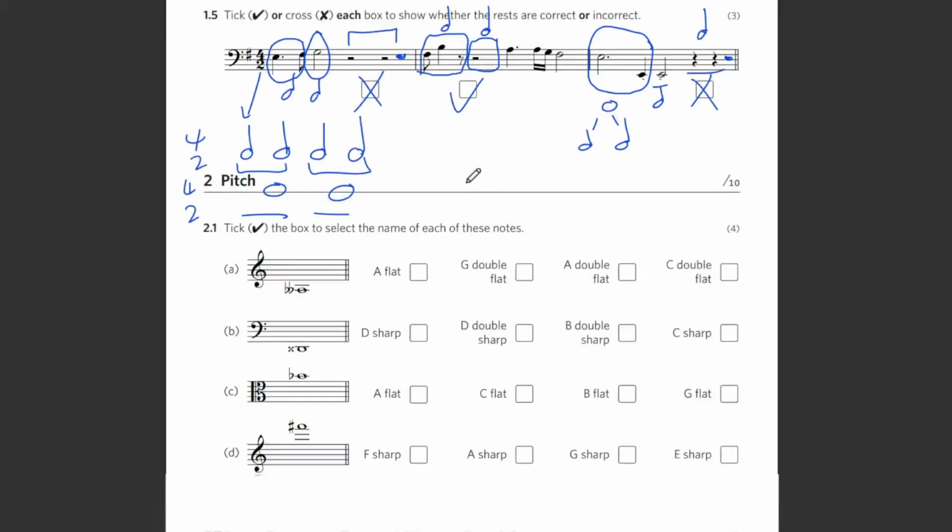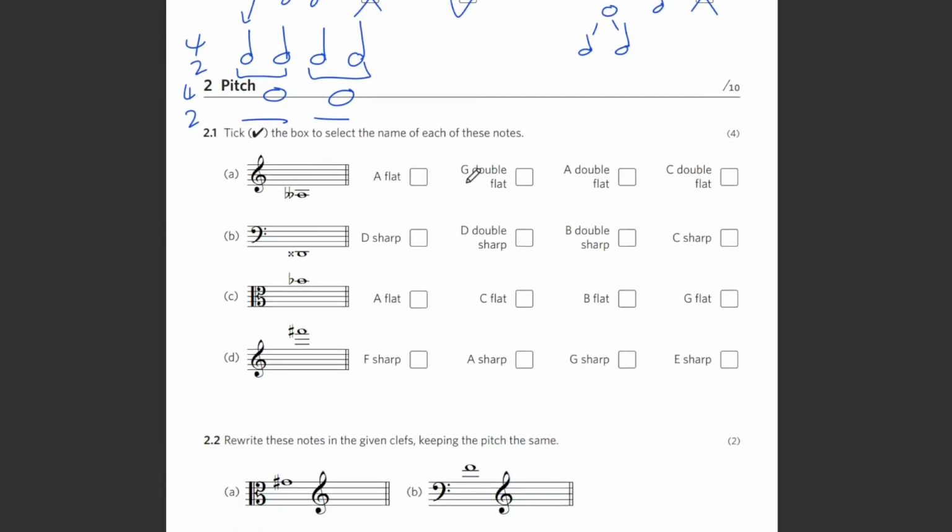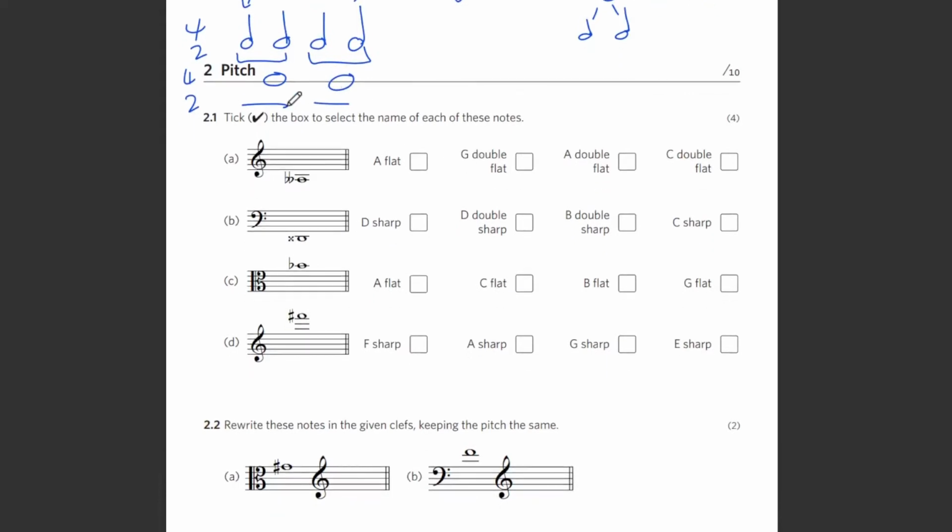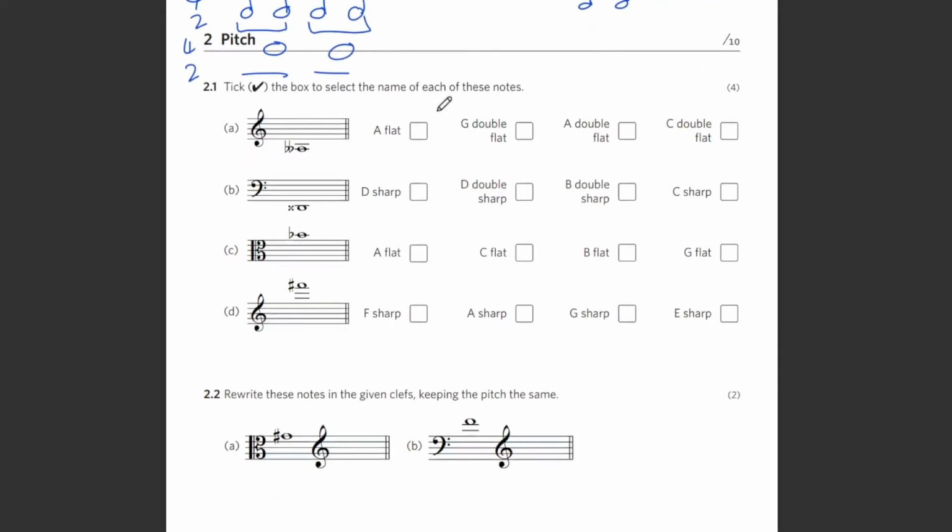Now let's move on to section 2, which is the section on pitch. You're asked to tick the box to select the name of each note. When you have this, this is a double flat, and this is the note A, so this is A double flat. This symbol is for double sharp. So it is either D or B double sharp. This note in bass clef is D, so it's D double sharp.